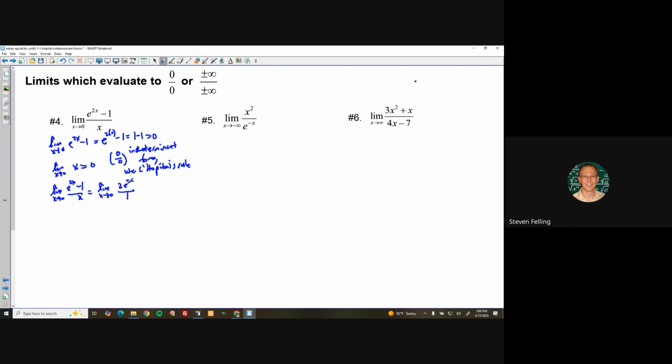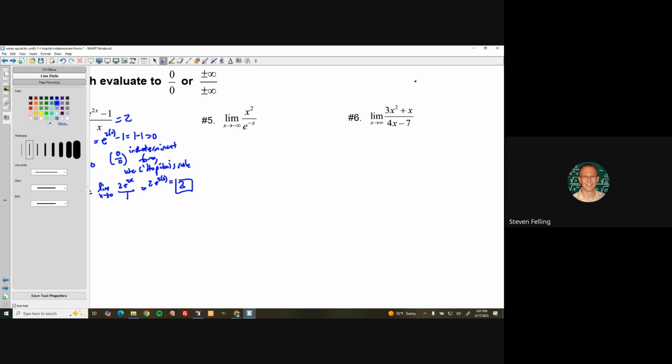Now I can plug this in without having to evaluate numerator and denominator separately. It's simply 2 times e to the 2 times 0. e to the 0 is 1, so this is 2. So this limit is in fact equal to the number 2. Okay, so that is how we use L'Hopital's rule, and that's the official way to show work.